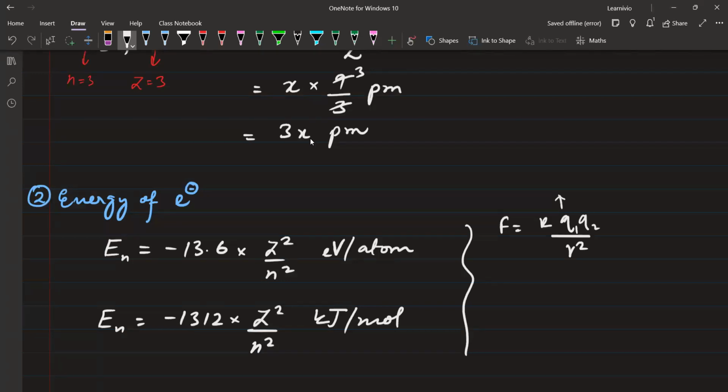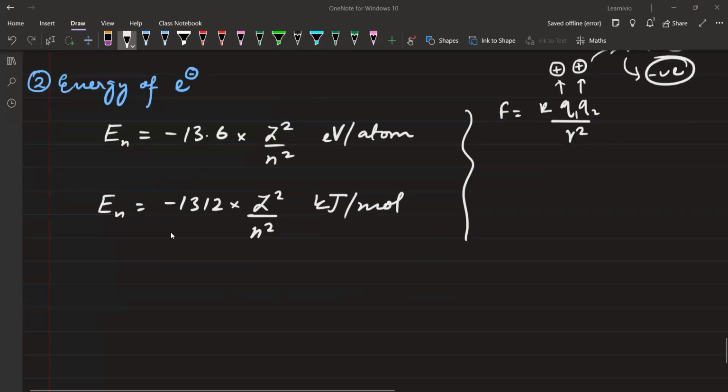If Q1 is positive and let us suppose Q2 is also positive, then the force will be positive, and when the force is positive, the energy will also be positive. Now positive-positive, what will happen? There will be repulsion. When you have opposite charges, then the force will be negative, and that's why the energy is also going to be negative. So when you have negative energy, it tells you about the attraction between the nucleus and the electron. Okay, write the next point here.